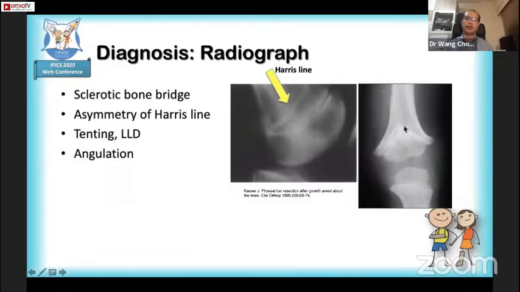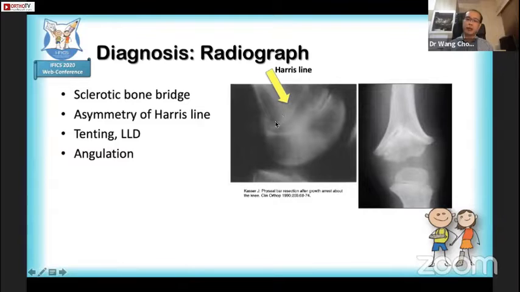A sclerotic bone bridge on the X-ray confirms the diagnosis. However, the presence of an asymmetry of the Harris line could be the earliest radiological sign of a bone bar. The Harris line forms at the location of the physis at the time of injury, presumably due to temporary cessation of growth secondary to the physeal trauma. The interval between the Harris line and the physis indicates the amount of growth since injury. If the growth is normal, the Harris line should be parallel to the physis.